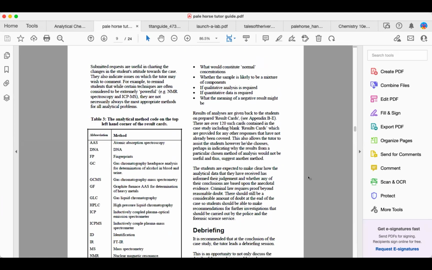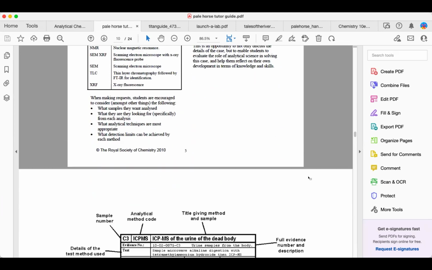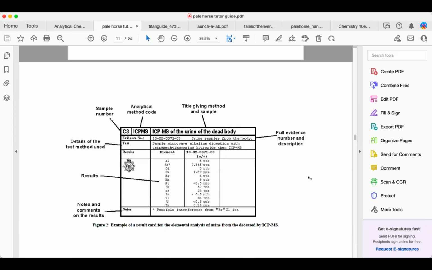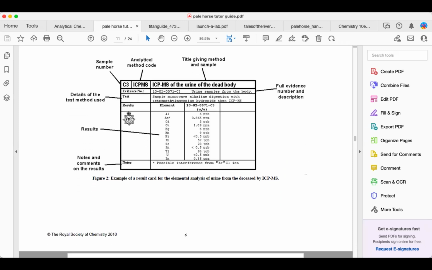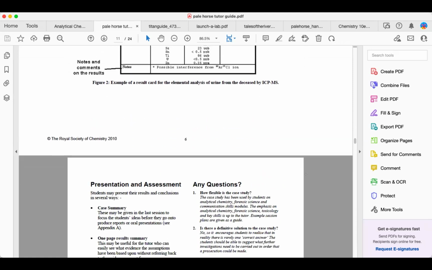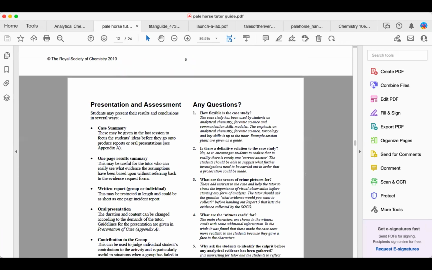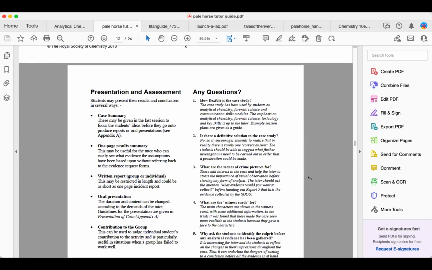If you wish, you can hypothetically request further analysis. For example, ICP-MS of the urine of the dead body, and these are some examples of the results. From here, you have to know what the safe limit is. And from the results, you can suspect the possible cause of the death.